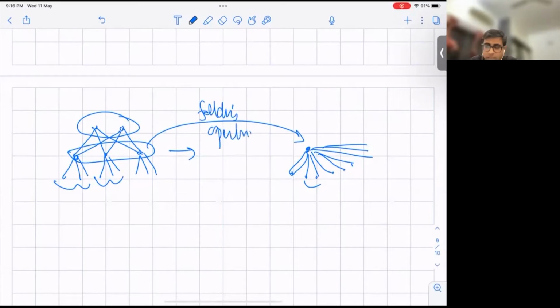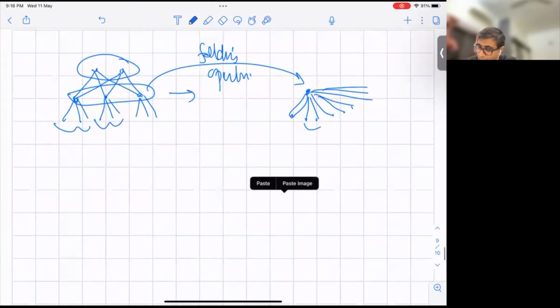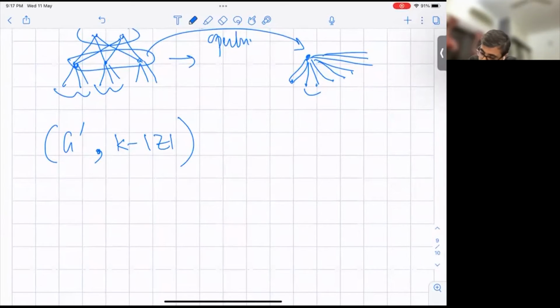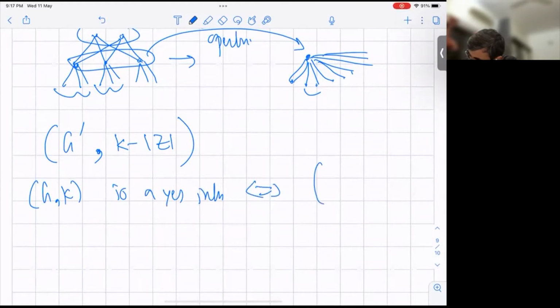Okay. So whatever I taught you before was a folding of a single vertex, and what is happening now is a folding of a set. Now, what's our reduction rule? The reduction rule is very simple. You construct G prime, and it is K minus Z. So we have to show that G comma K is a yes instance if and only if G prime comma K minus Z is a yes instance.